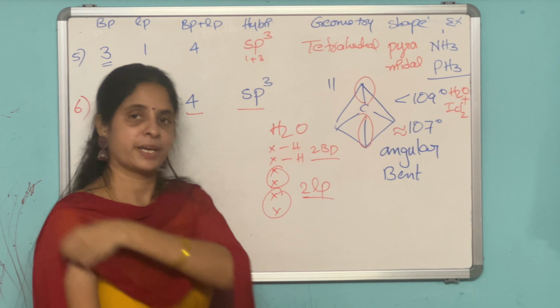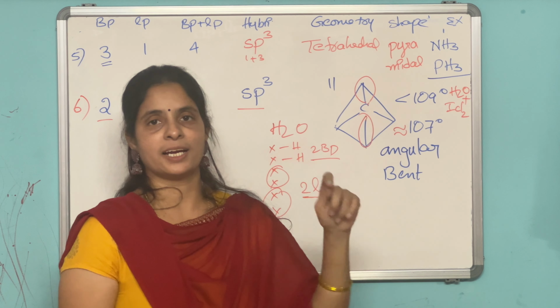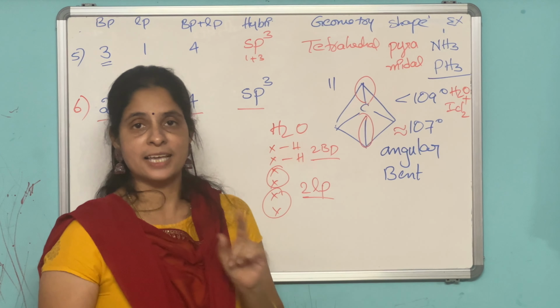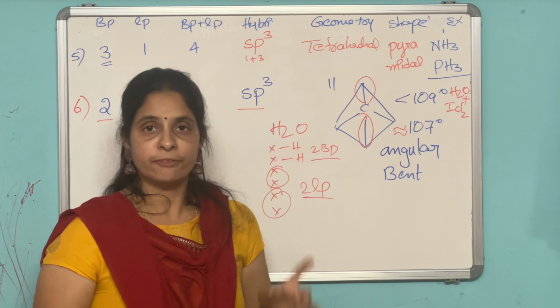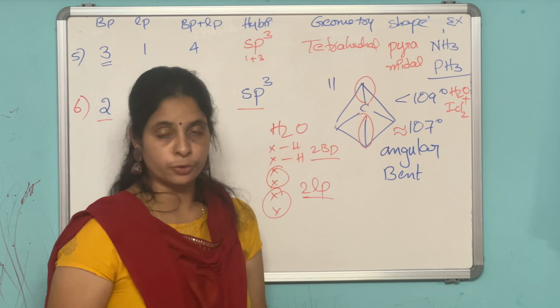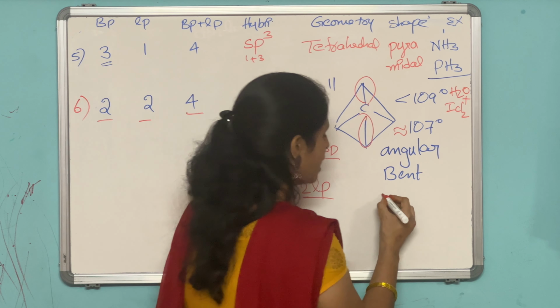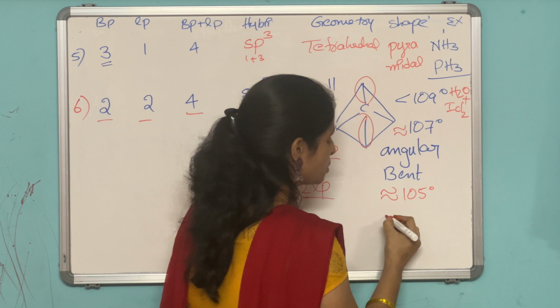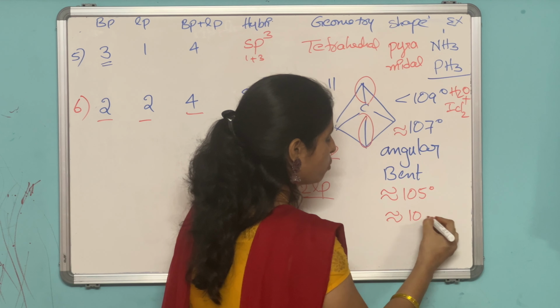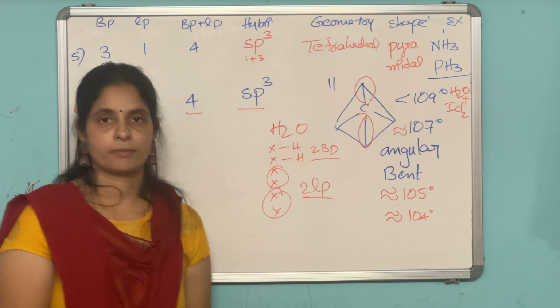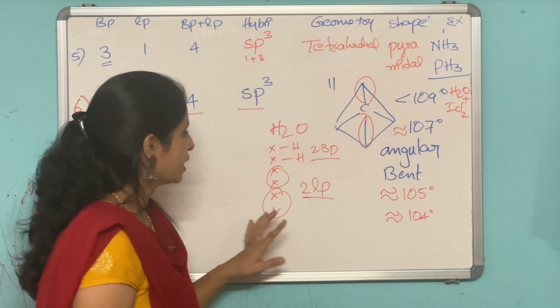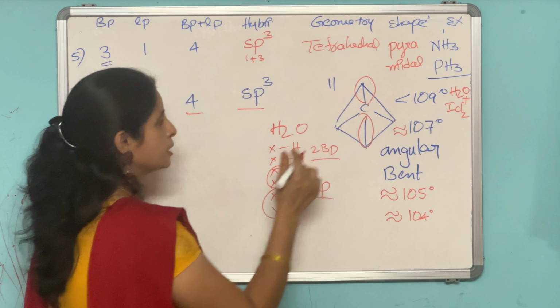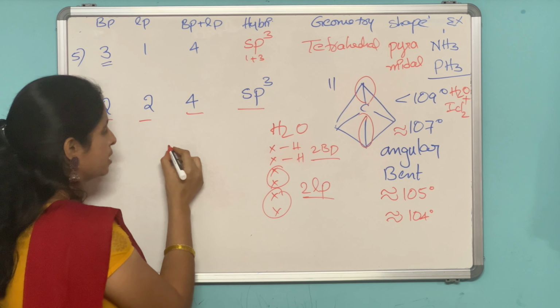Okay, you just compare. The geometry is the same, tetrahedral. If one lone pair is there, 107 degrees. If two lone pairs are there, that will be approximately 105, or in some textbooks it is given as 104 also. So here, H2O and ICl2+, you calculate the hybridization for that one.